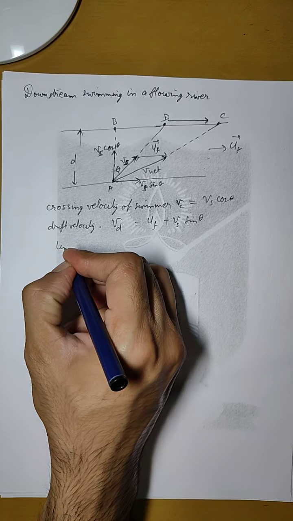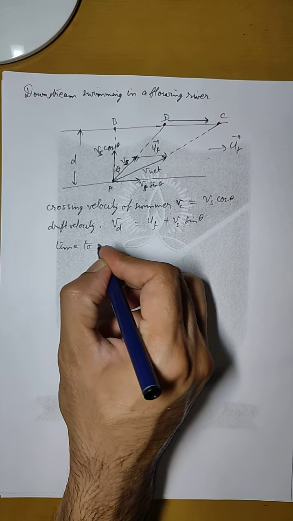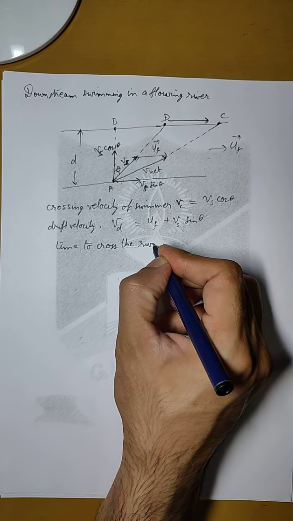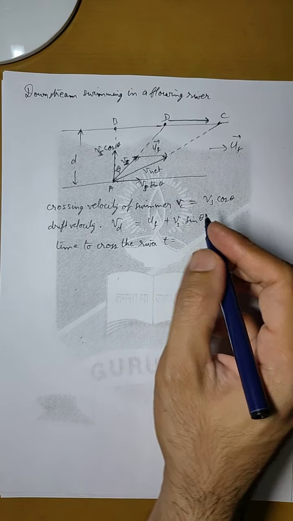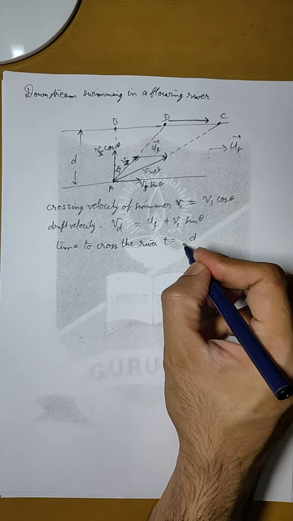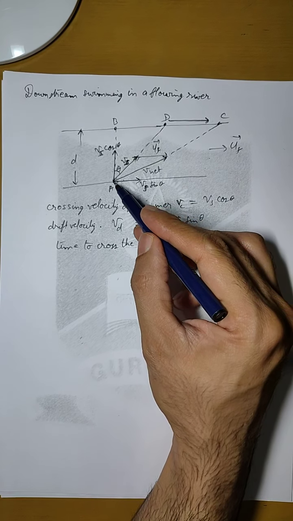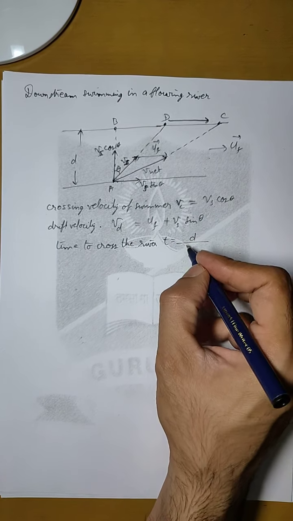Now if we calculate the time to cross the river, T, it will be equal to, like earlier, distance upon the component of velocity which is helping the swimmer to cross the river, which is Vs cos theta.